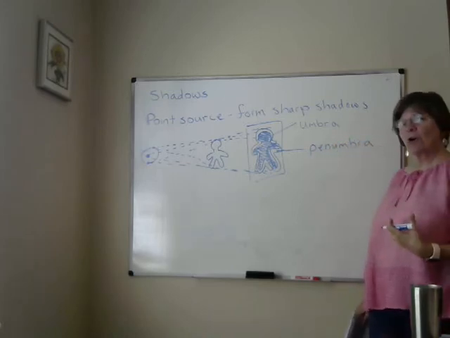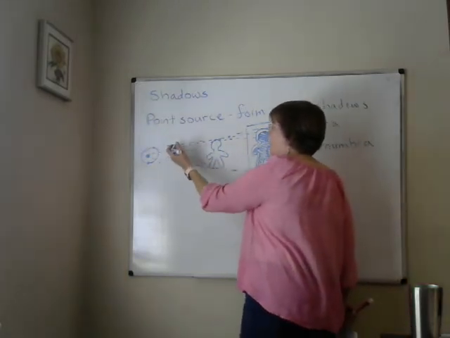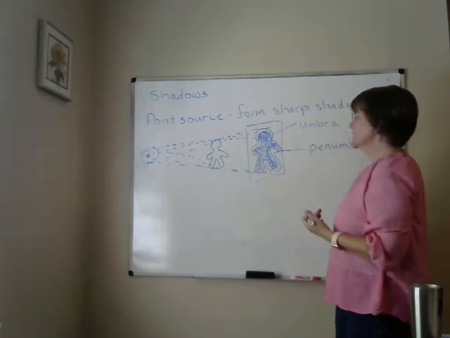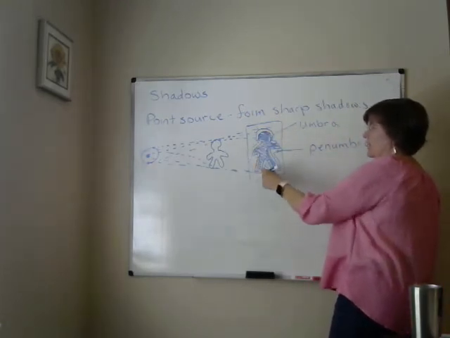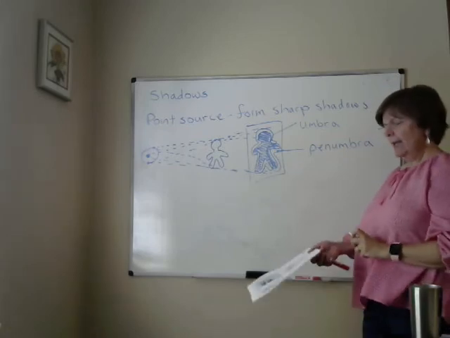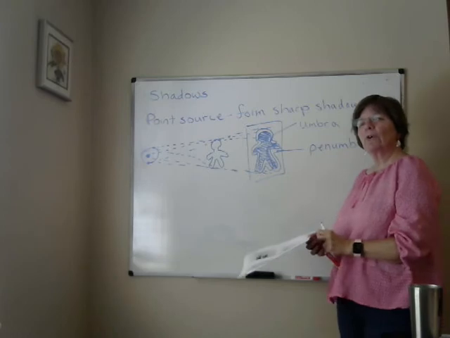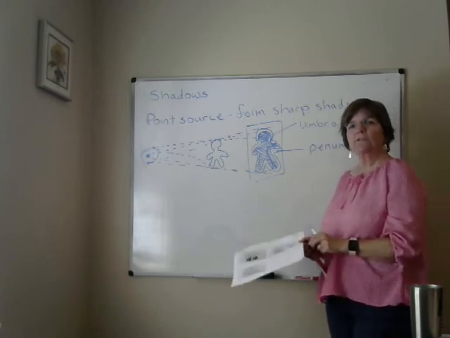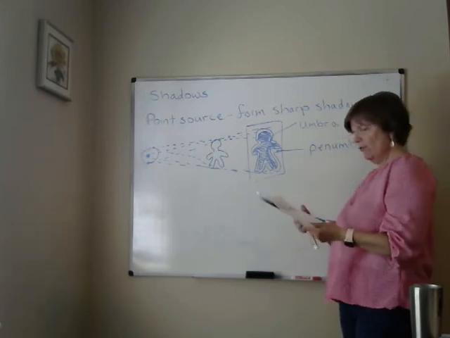Anytime you have a large source of light, or a source of light that's really close to the object, you're going to see some notable fuzziness around the edge of the shadow. It's not going to look sharp. If you have a very small source of light, or a source of light that's really, really far away, like the sun, it's so far away it seems like a small source, you get a nice sharp shadow.